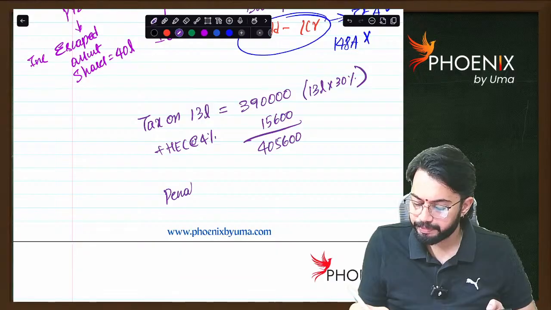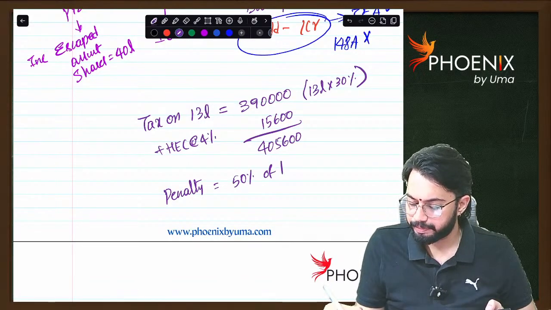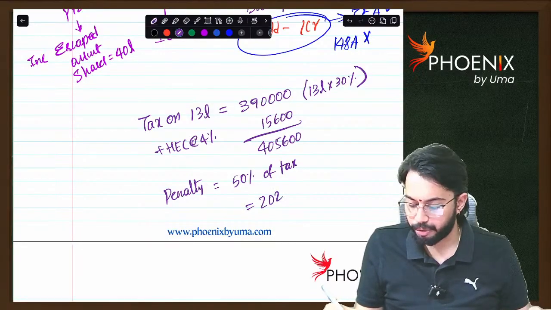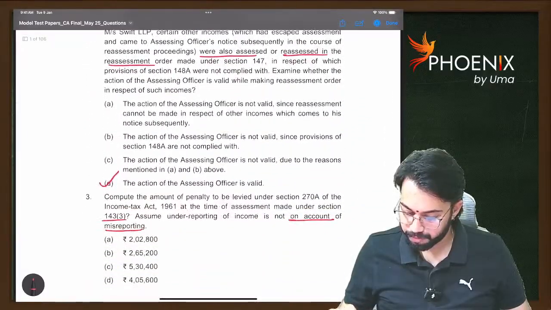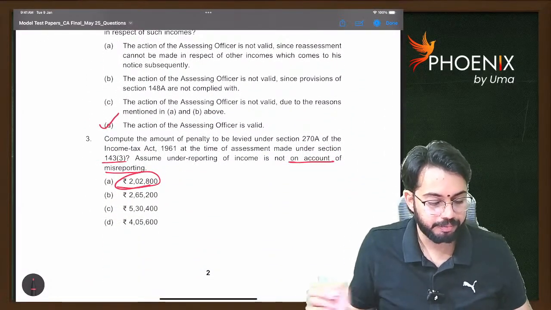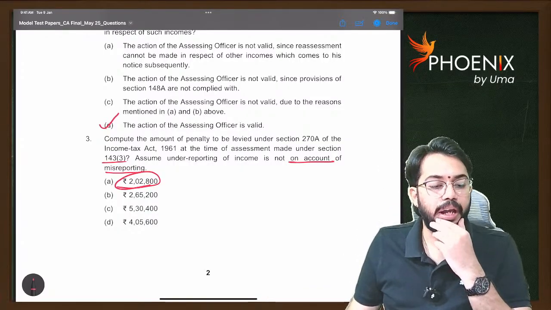Penalty is 50% of tax. 50% of tax means 2,02,800. So this is the penalty. Okay.